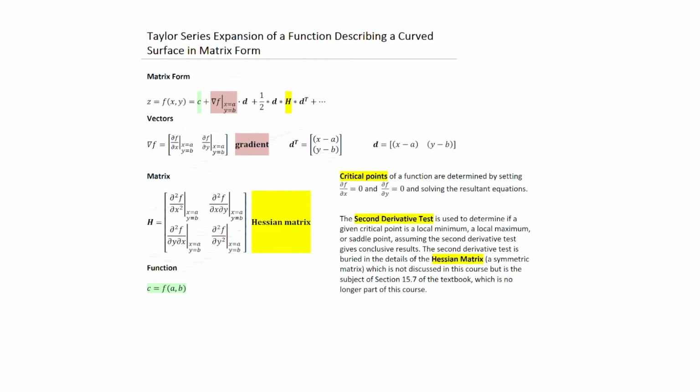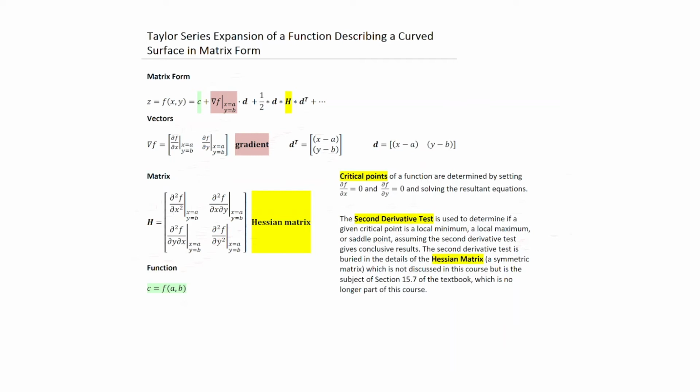So what about the critical points in this case? In other words, where will I expect to see a local min, a local max, and something I called a saddle point, which is the 2D equivalent of an inflection point in 1D? By setting these partial derivatives to 0 and solving the resulting equations, we can determine the critical points. The second derivative test is used to determine if the given critical point is a local min, a local max, or a saddle point, assuming the test gives conclusive results. The second derivative test is buried in the details of the Hessian matrix.